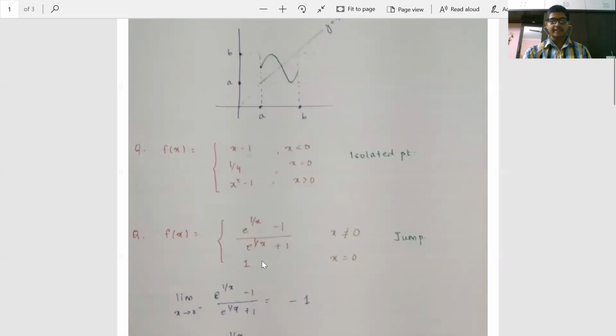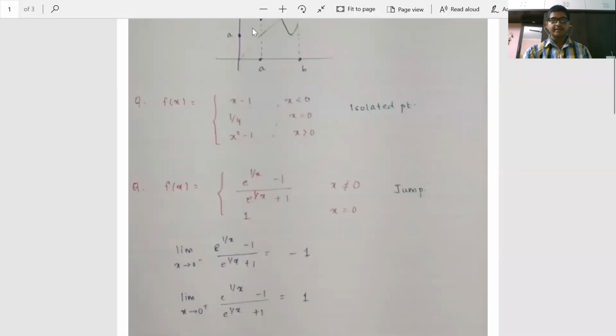You can see clearly the next question here. It is given f(x) equal to e power 1 by x minus 1 divided by e power 1 by x plus 1 when x is not equal to 0 and 1 when x equal to 0. So you have to again check the continuity of the function at x equal to 0. Fine. So what we should do? We should first see if 0 belongs to domain or not. Clearly 0 belongs to domain because it is defined. So 0 belongs to domain.